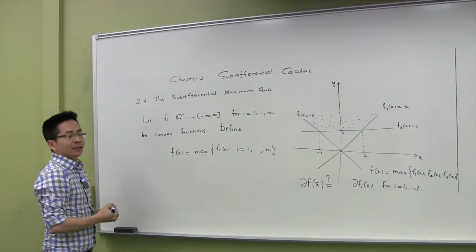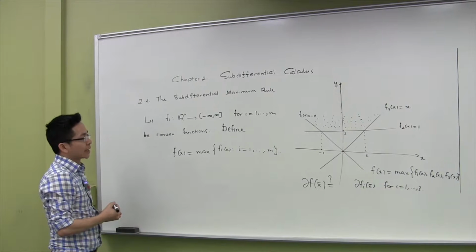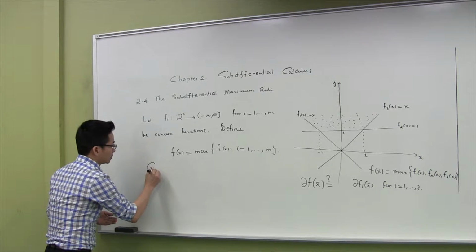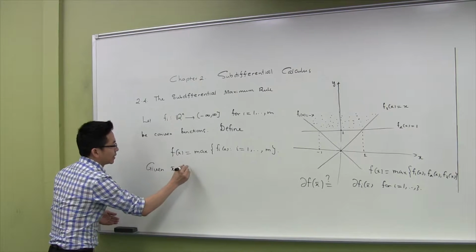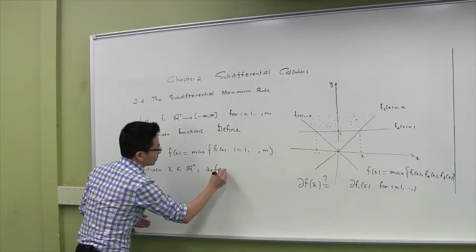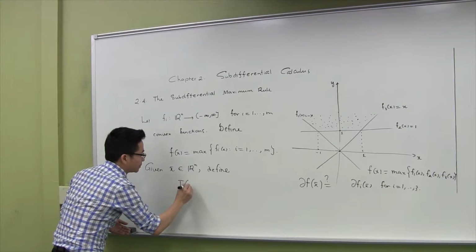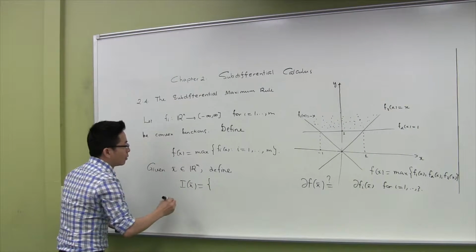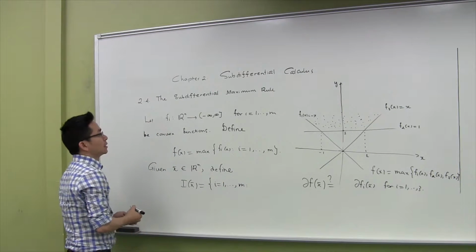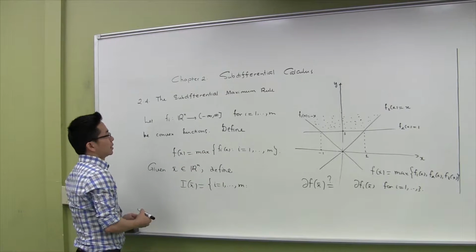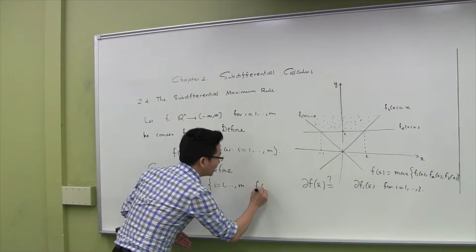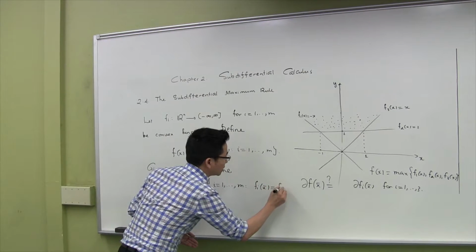We also define the active index set at a point x bar as follows. Given x bar in Rn, we define I of x bar to be the set of all i from 1 to m such that the maximum is attained in the definition of the maximum function. That means fi of x bar is equal to f of x bar.